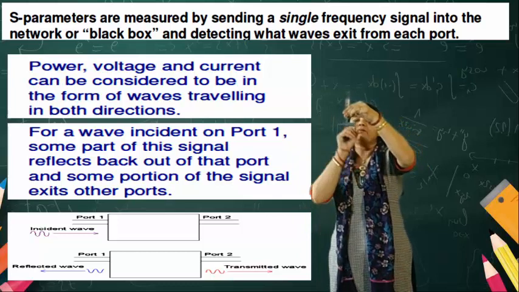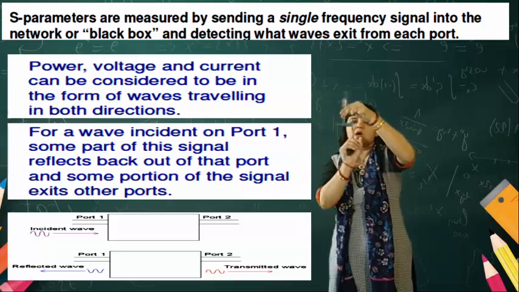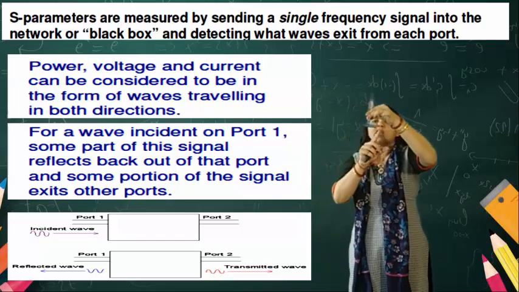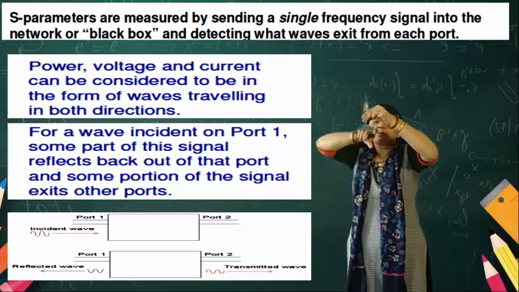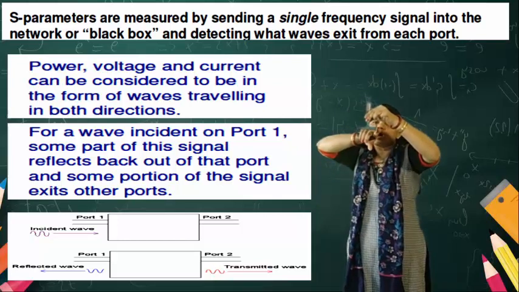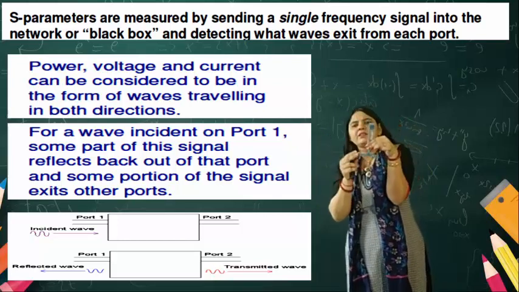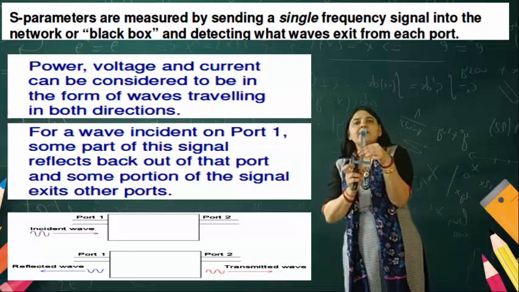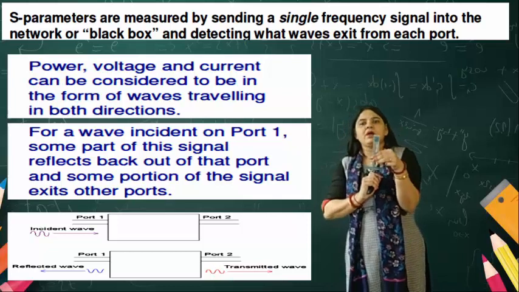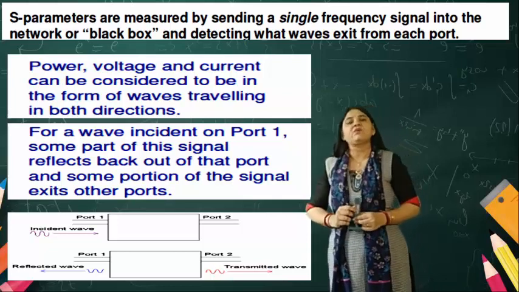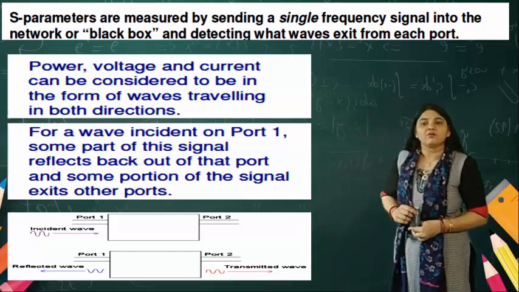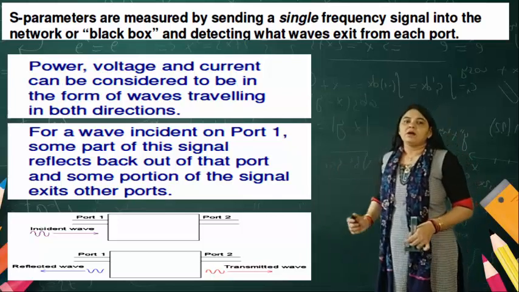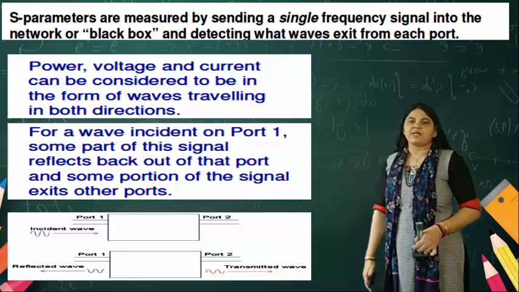Now what happened? This port is closed, so I am applying the input from this particular port 1. Sometimes you apply the input from port number 1, you have the output at port number 2, but part of the wave is reflected back at port number 1. This is the consideration we want to know, and again, it is important to get the knowledge about the S parameter.